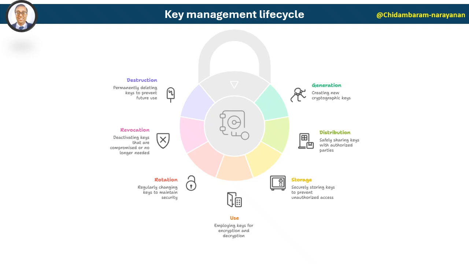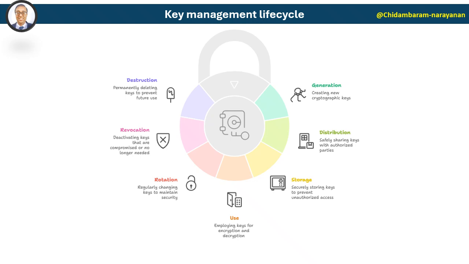Then the next phase is key storage. Keys must be securely stored when not in use. Storage requirements include encryption of stored keys, access controls, principle of least privilege, separation of duties, and physical security. HSM and TPM are two categories here. HSM is hardware security modules, and TPM is trusted platform modules.